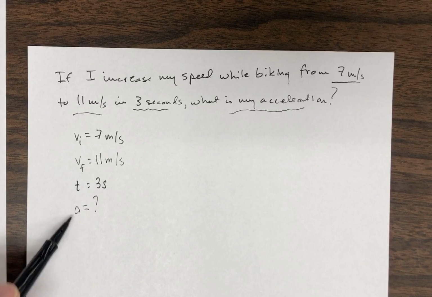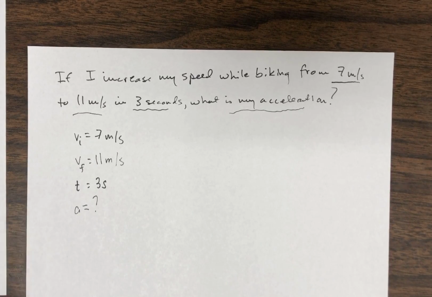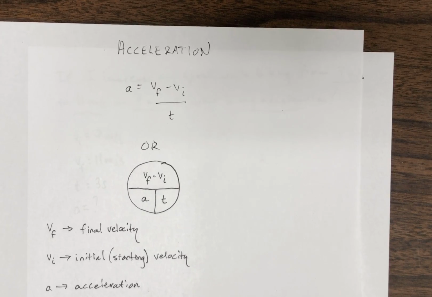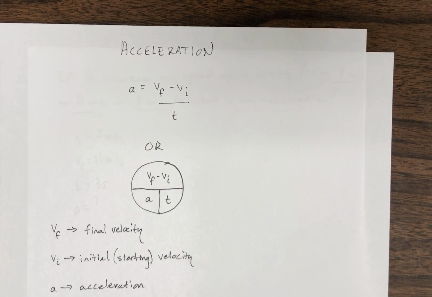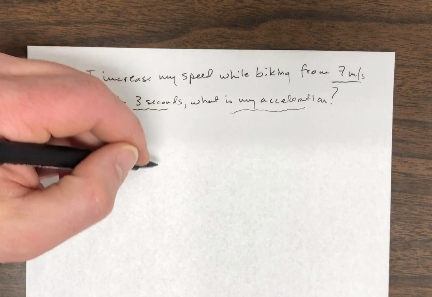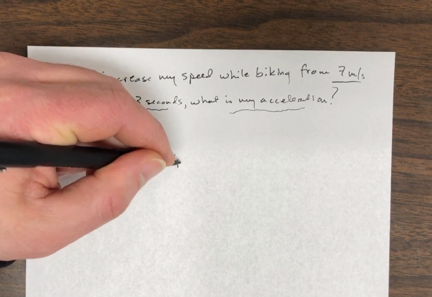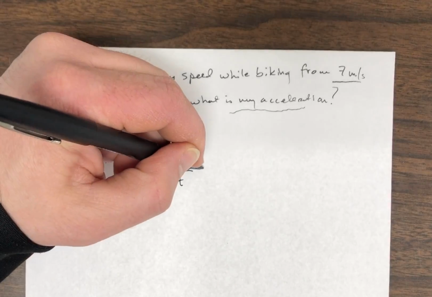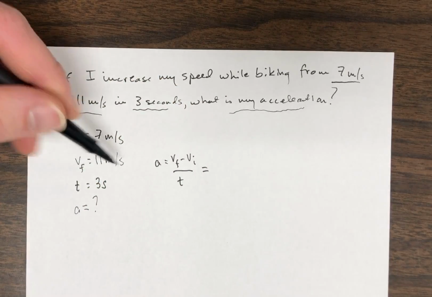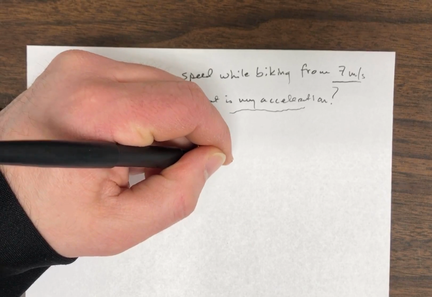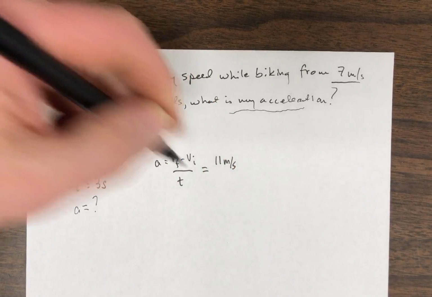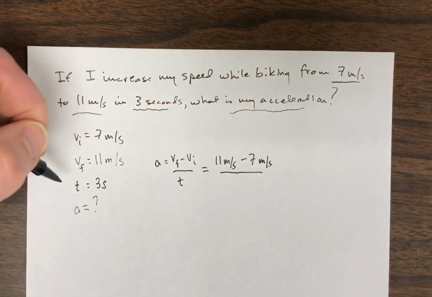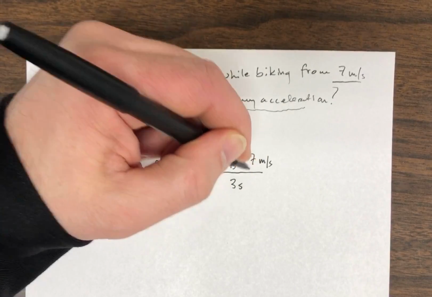So now we need to know, how do we make acceleration out of these pieces? And again, I showed you this equation earlier, A equals VF minus VI over T. So I'm going to rewrite that right here. A equals VF minus VI over T. And then I'm going to substitute numbers in for each of those variables. VF was 11. VI is 7. And it's all divided by T, which is 3 seconds.